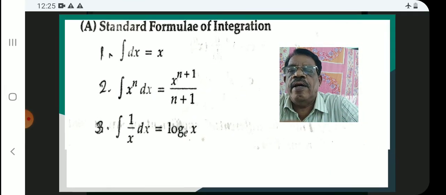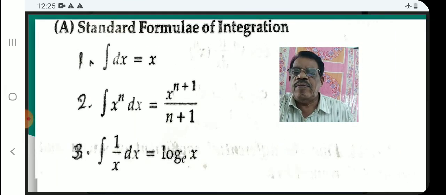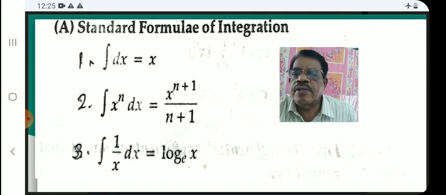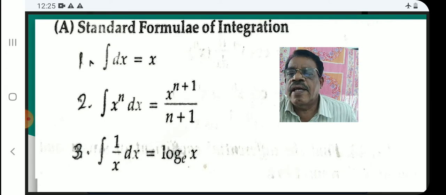Standard formulas of integration. Integral dx, that is integral 1 dx, is equal to x. Integral x raised to n dx is x raised to n plus 1 by n plus 1.